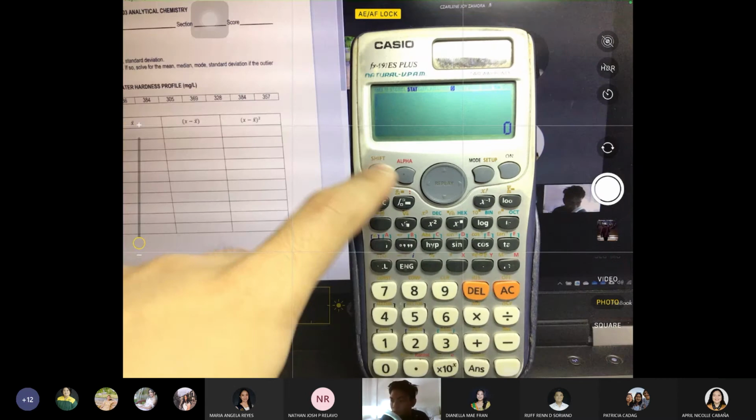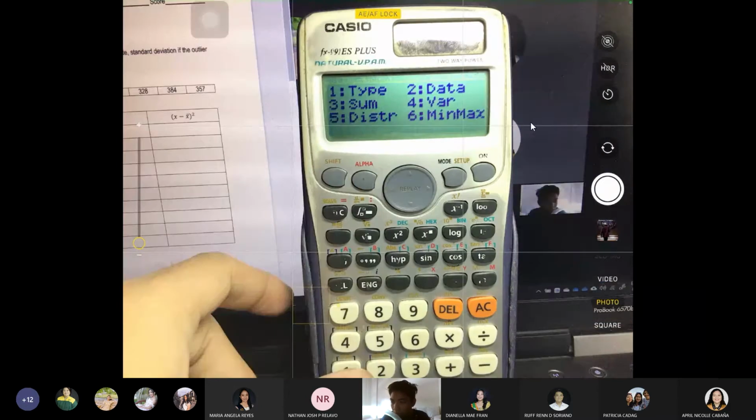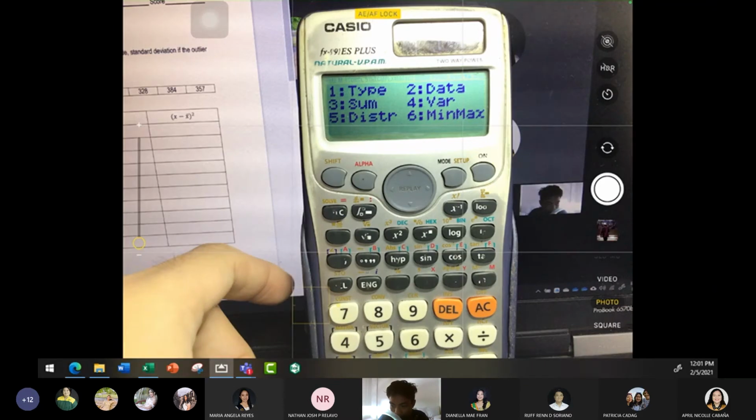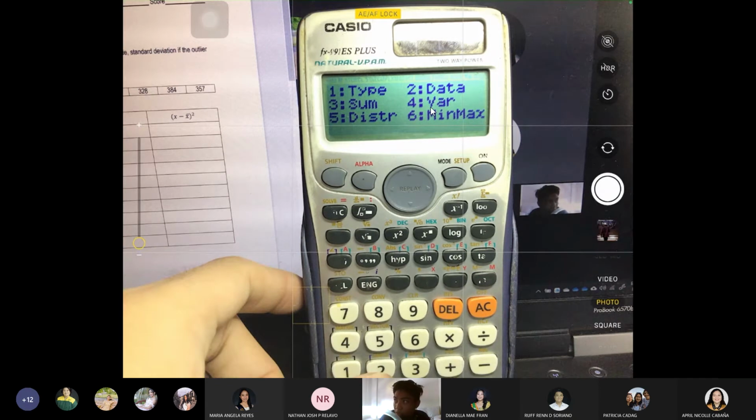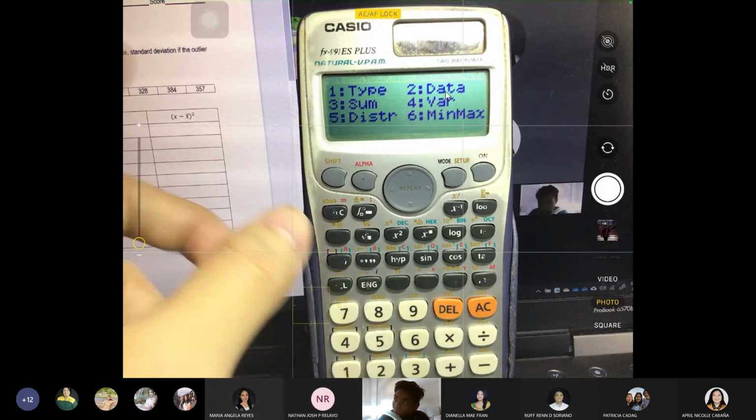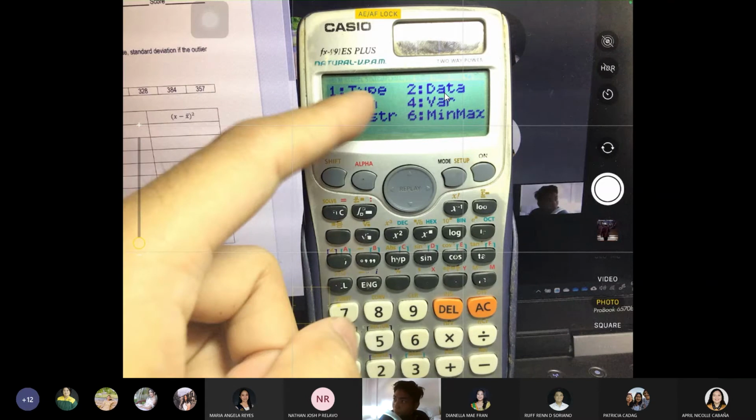Okay. So, pagka-press mo ng shift, then stat, you will be given with this option here. Type, data, sum, variance, distribution, and min-max. So what we want is the variance. No? If you want to edit your table, just press data, babalik kayo sa table. Doon kayo pwede uli mag-edit. No? If you want to get the sum, itong sum, kung gusto mo yung x square, x lang, you can do that. No? So, pero ang focus natin ngayon would be the var or the variance. No? Okay.